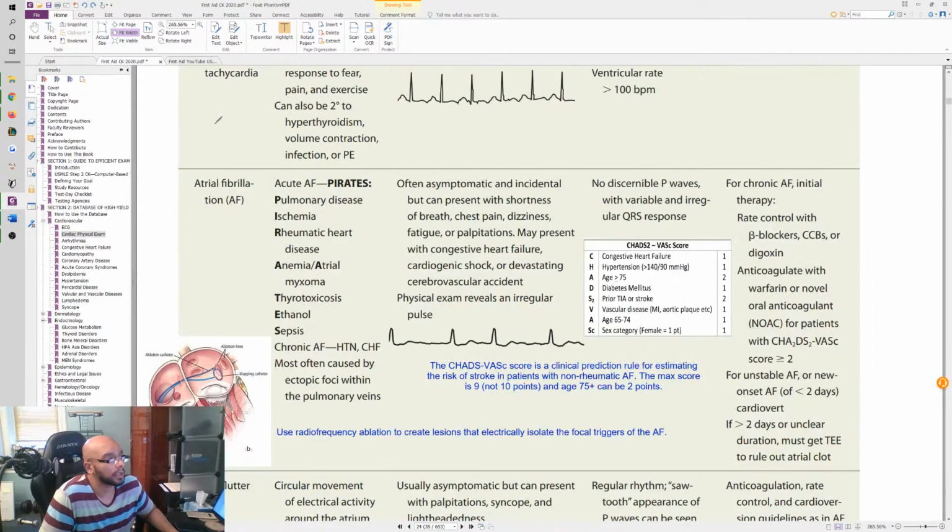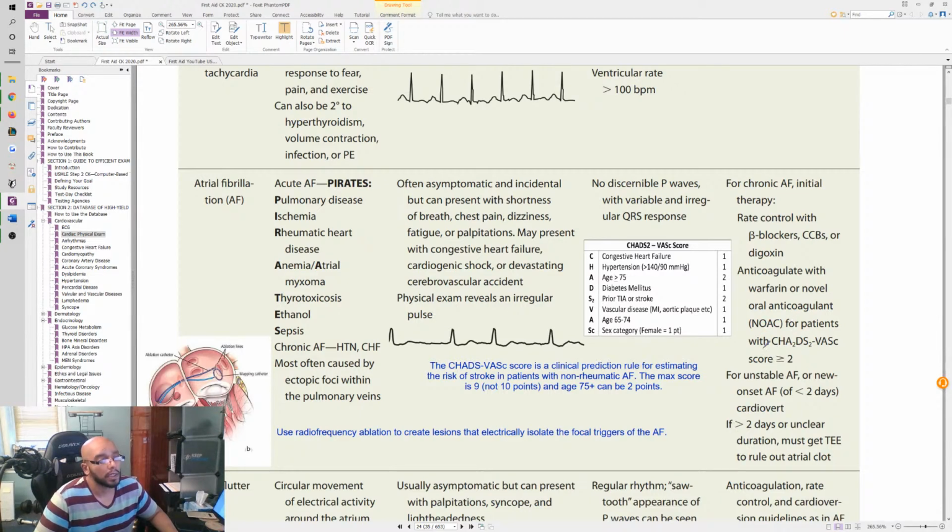Right? So anticoagulation is very important because you don't want any thrombus to come out of the left heart and then go into circulation and go into the tiny vessels in the brain and cause a stroke. So anticoagulate with warfarin or any novel oral anticoagulant. That's the NOAC, novel oral anticoagulant. You're going to see this mnemonic many times in the rest of the book.